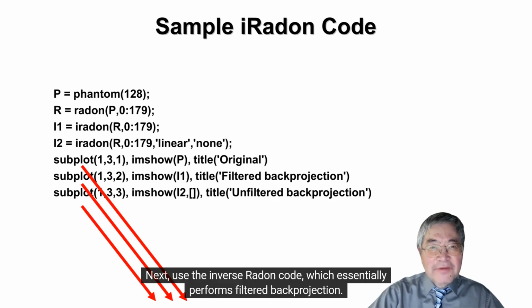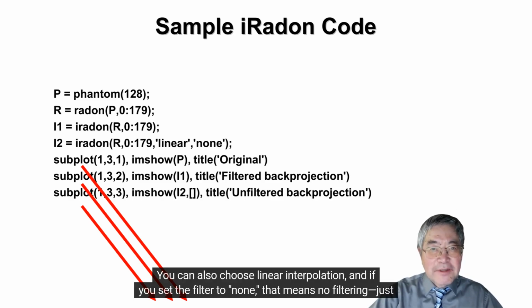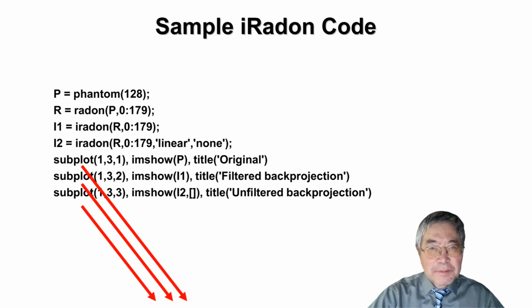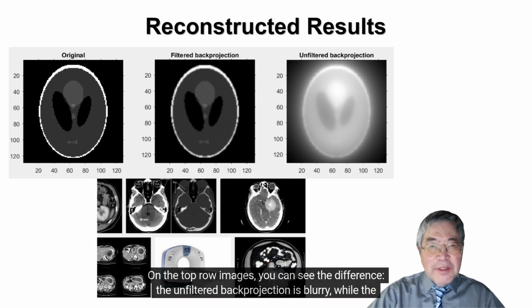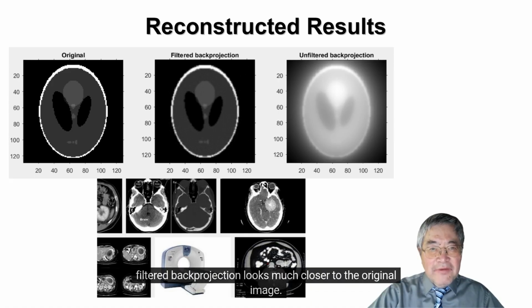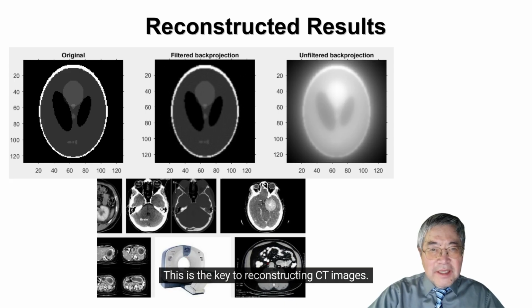Next, use the inverse radon code, which essentially performs filtered back projection. You can also choose linear interpolation, and if you set the filter to none, that means no filtering, just simple back projection. On the top row images, you can see the difference. The unfiltered back projection is blurry, while the filtered back projection looks much closer to the original image. This is the key to reconstructing CT images.